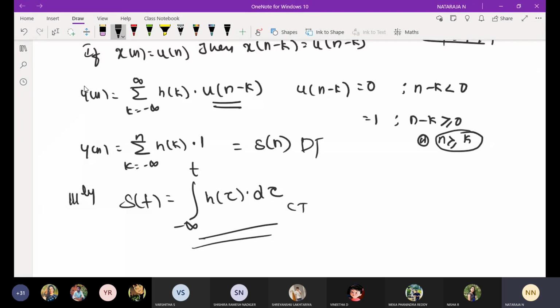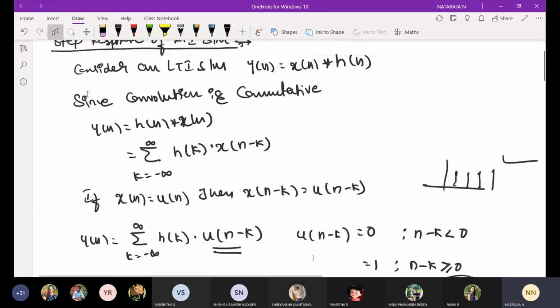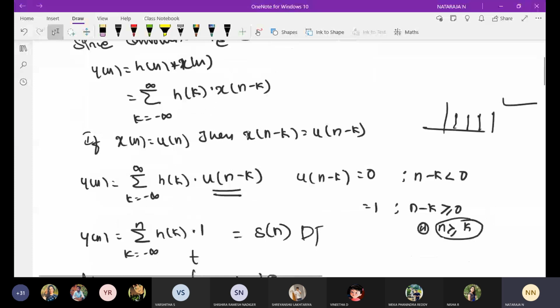Any doubts? Please make a note of this. Sometimes they will ask to prove the step response of an LTI system. They will ask for proof. You have to derive this equation. Make a note of this. Then we will start with simple problems based on this concept. We'll solve one or two problems today, then continue in the next class.